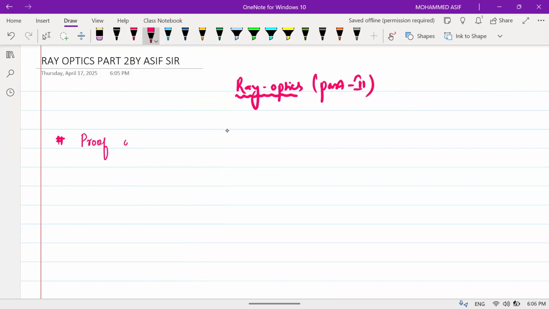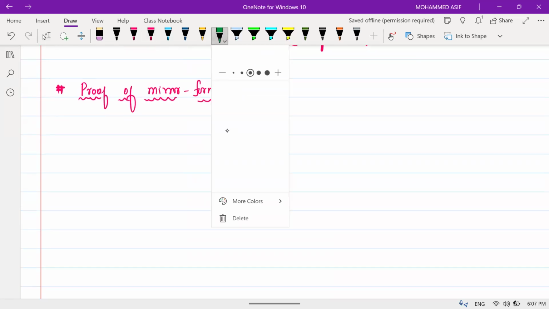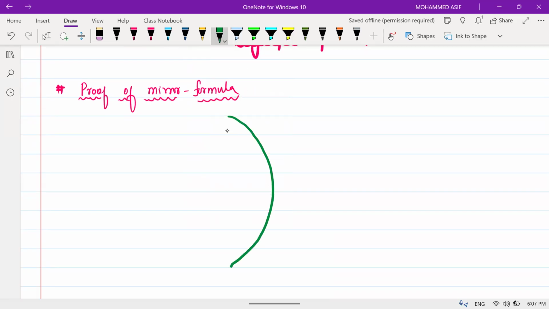Proof of mirror formula. Okay, so let me first draw the diagram for this one. This is your concave mirror and this is your pole. This is the center of curvature. This is your focus here. Clear?